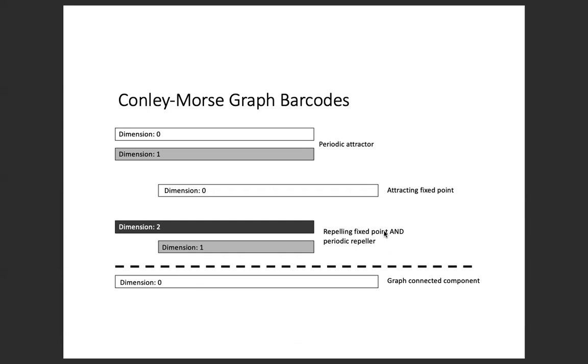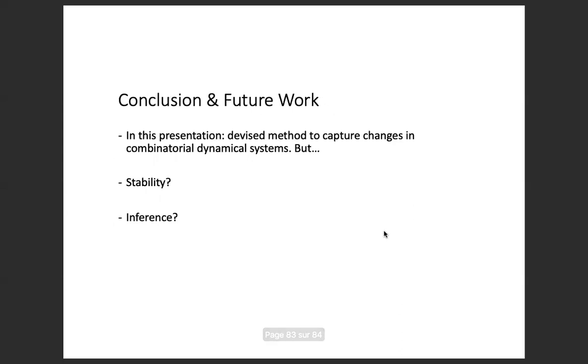And this 1-dimensional bar indicates the birth of the periodic repeller, okay? And then our graph just has one connected component, which is a little more boring, right? But ultimately, this gives us a barcode to compute changes at a much finer granularity than our initial Conley index persistence approach. Okay, so I'm just going to conclude and give some directions for future work.